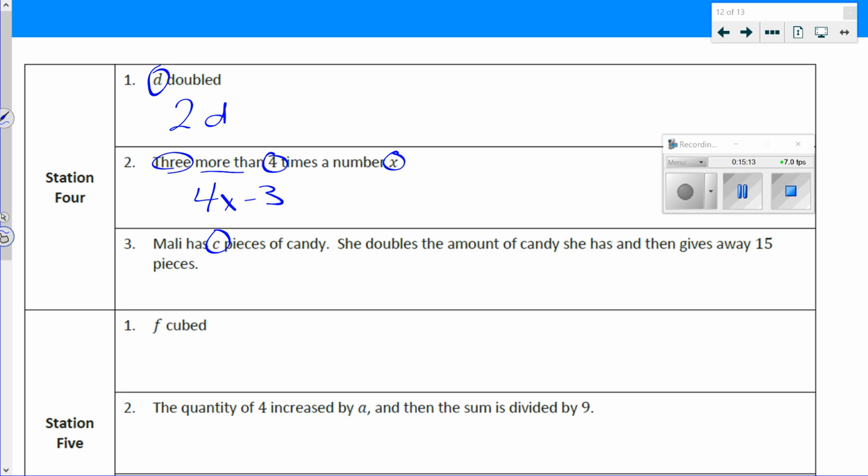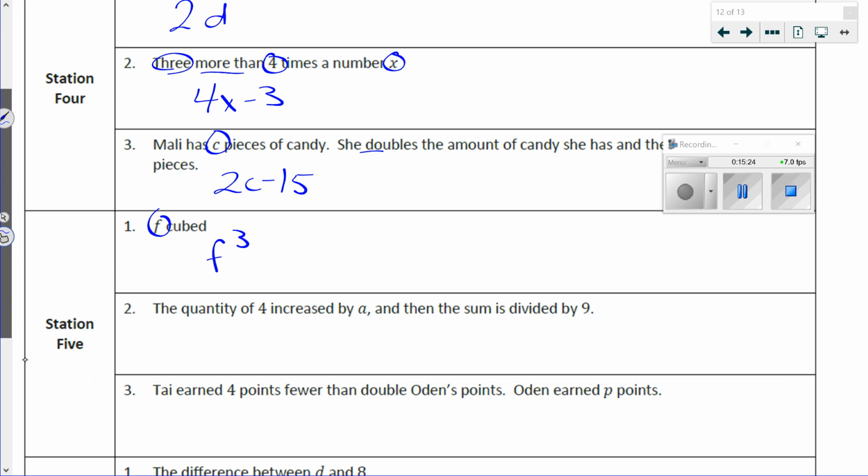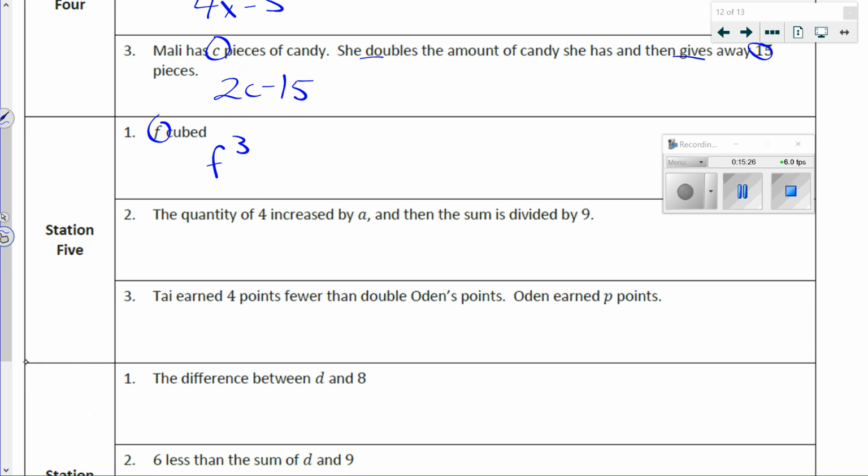Molly has C, doubles the amount, and then gives away 15. So I have to double that amount and then give away the 15. F cubed, remember, that's the power of 3. Squared is power of 2. Cubed is power of 3. Quantity of 4 increased by A. Then sum is divided by 9. So that means I'm adding it and then dividing by 9. You guys can go ahead and go while I finish off the video.